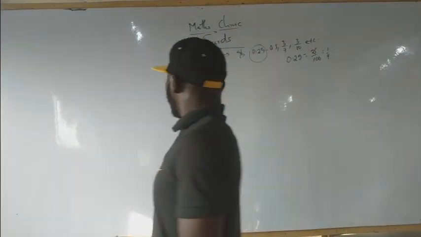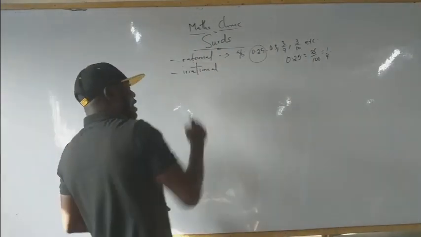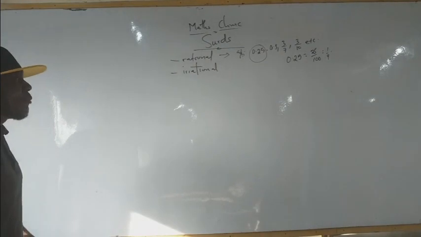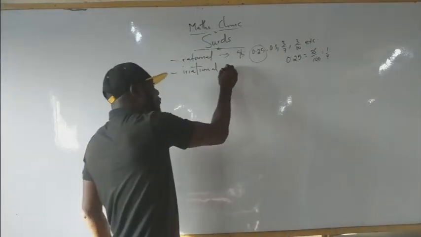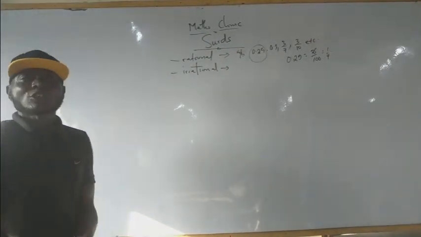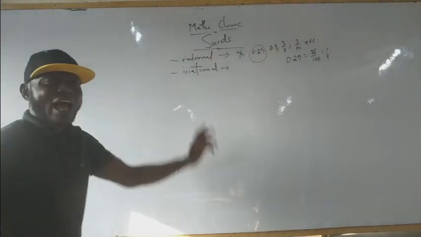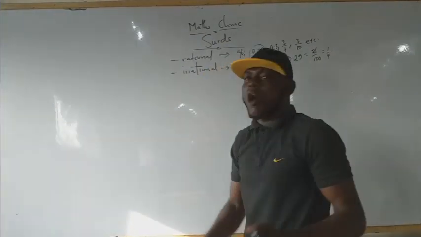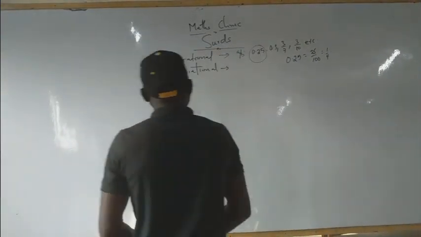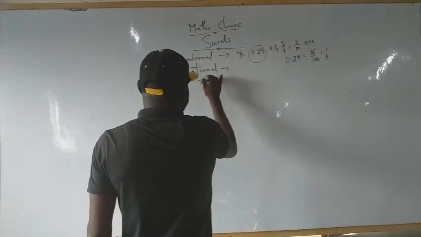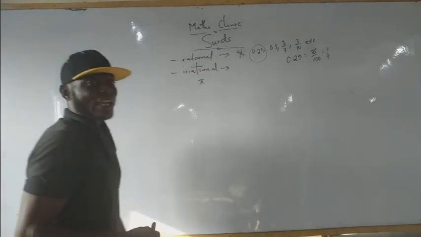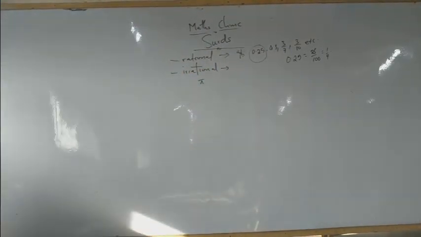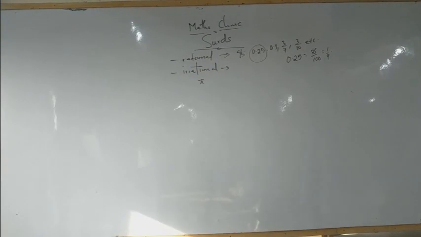So what do you mean by irrational? Irrational numbers are the numbers that cannot be expressed in the form of A over B. It means irrational numbers are the opposite of rational. Any number that cannot be expressed in the form of A over B is called an irrational number. An example is pi. Pi is approximately 22 over 7, and when you divide it, we get 3.142 and so on.